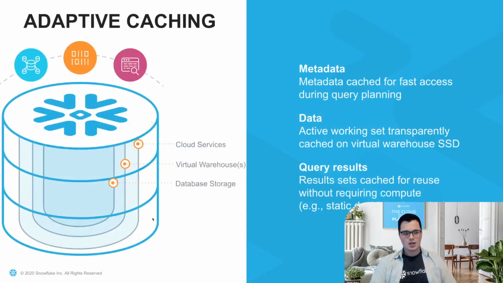Adaptive caching. So what this enables you to do is have really fast access to query planning. This is done automatically for you, and there's not a whole lot that you need to do really for this. This is one of those things where it really reduces the amount of management required to run your data application on something like Snowflake.